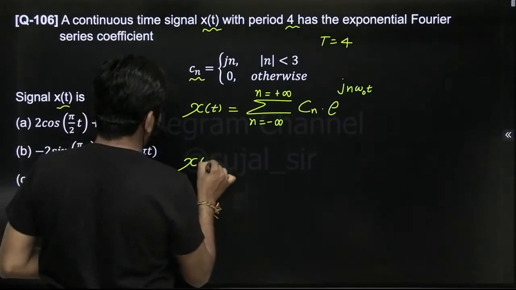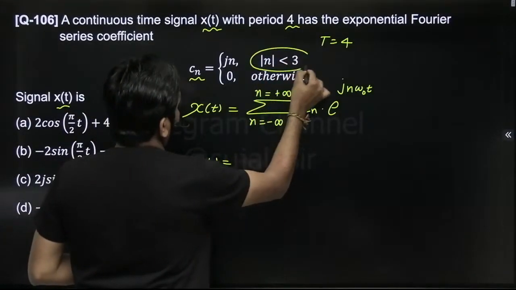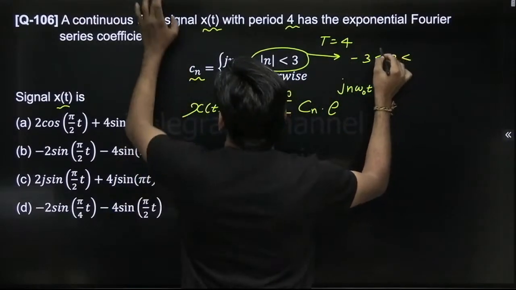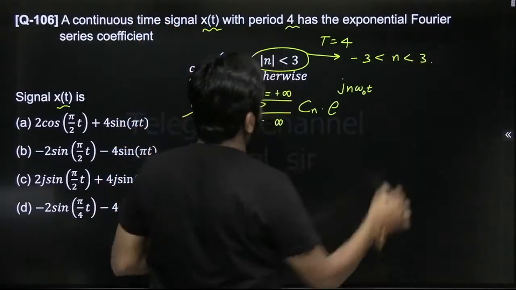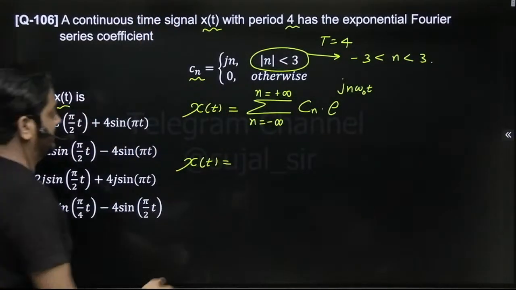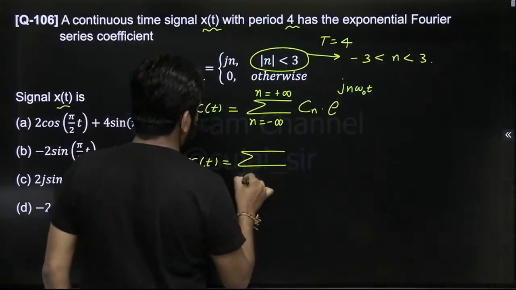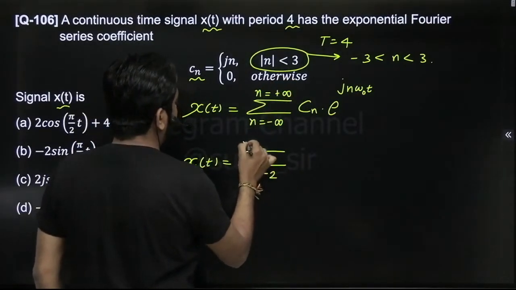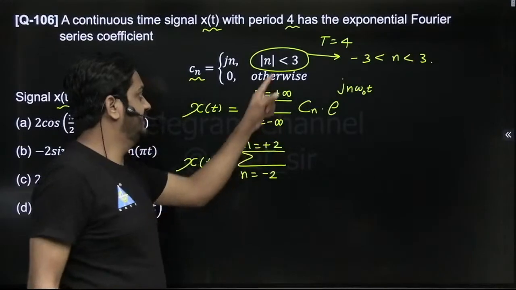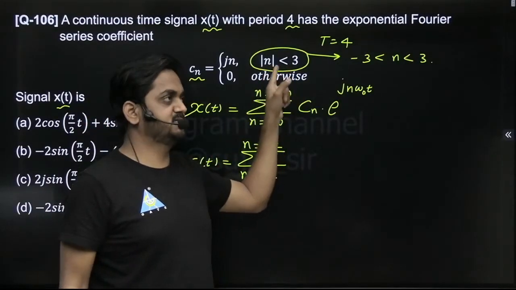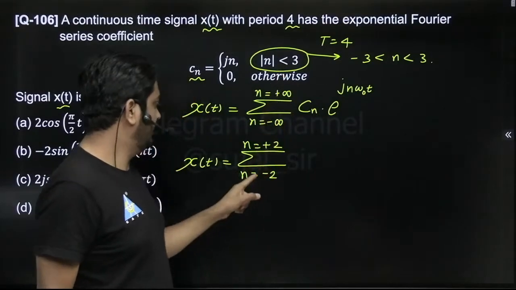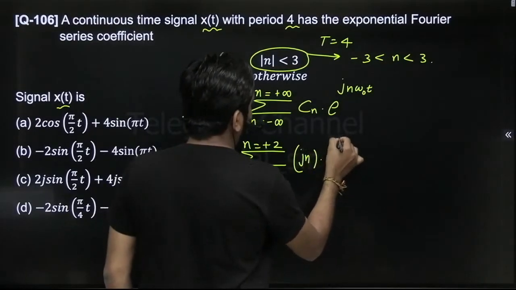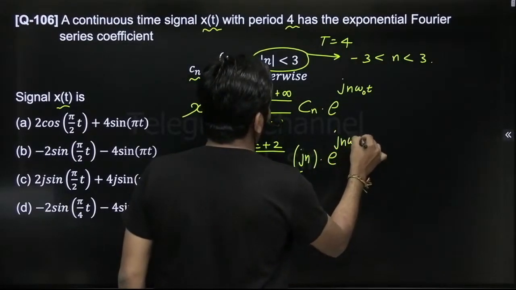See, x of t here, mod n less than 3, that means n lies between minus 3 and 3, guys. Not less than or equal to, only less than 3. That's why n starts from minus 2 to plus 2, integer values. Cn value is jn into e to the power j n omega 0 t. Correct, n omega 0 t.